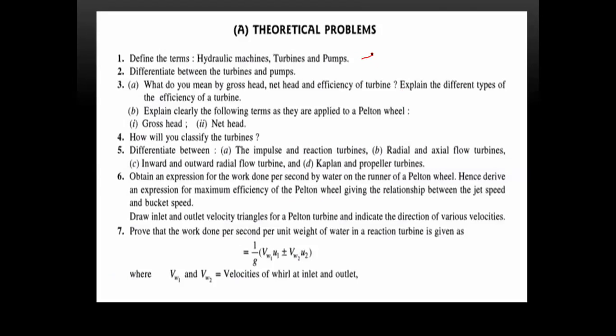Define the terms hydraulic machine, turbines and pumps. Differentiate between the turbines and the pumps. What do you mean by gross head, net head and efficiency of the turbine? Explain different types of efficiency of the turbine. Then explain clearly the terms used in the Pelton wheel. Gross head అంటే ఏంటి, net head అంటే ఏంటి?